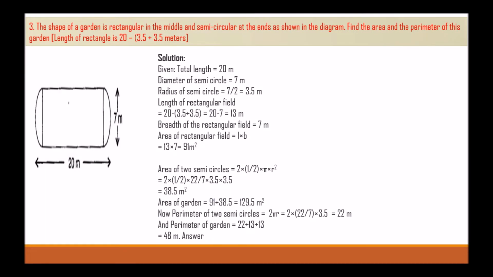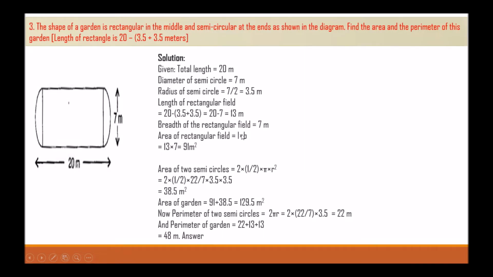Third question: the shape of a garden is rectangular in the middle and semicircular at the ends, as shown in the diagram. Find the area and the perimeter of this garden. So length of the rectangle is 20 minus 3.5 plus 3.5 meter. So total length is 20 meter. Diameter of the semicircle is 7 meter. Radius equals 3.5 meter. Length of the rectangular field equals 20 minus 3.5 plus 3.5, that is 20 minus 7, that is 13 meter.